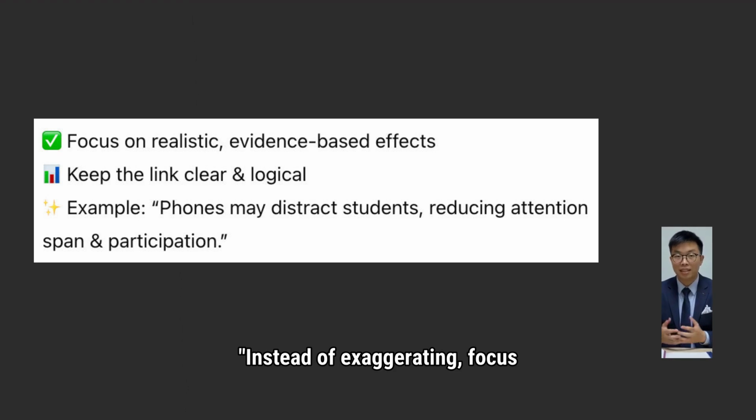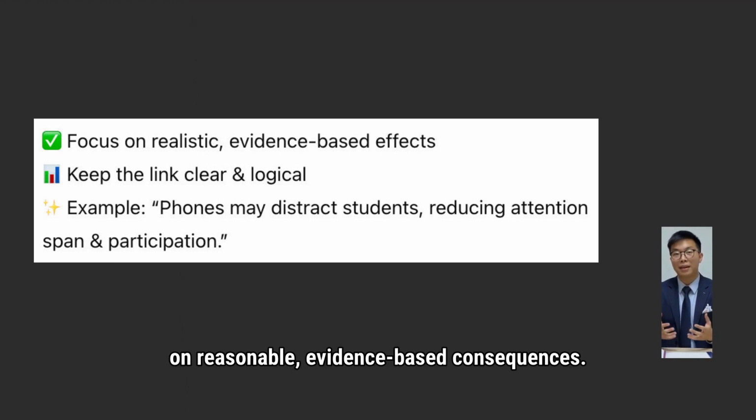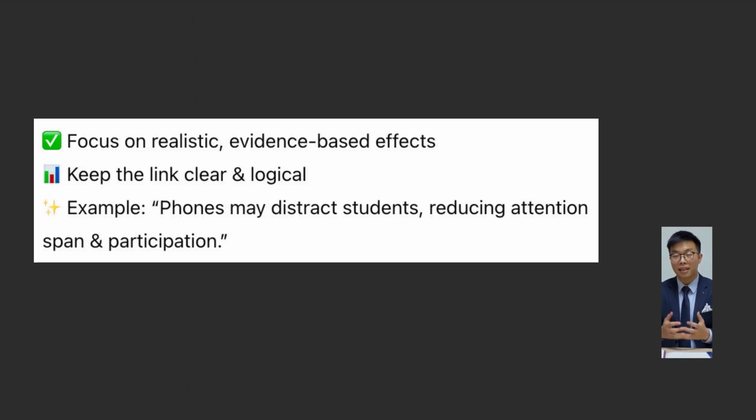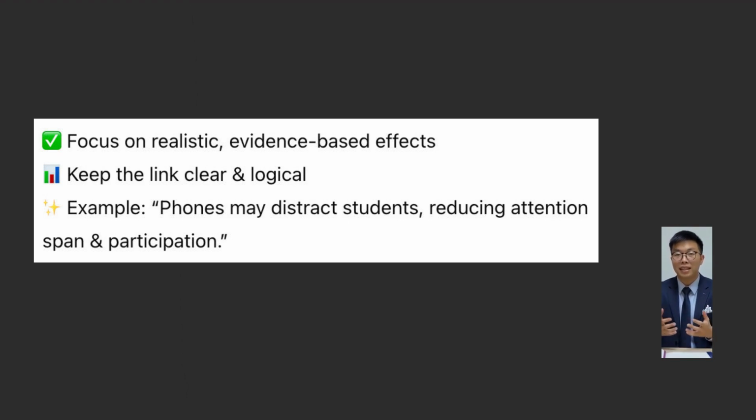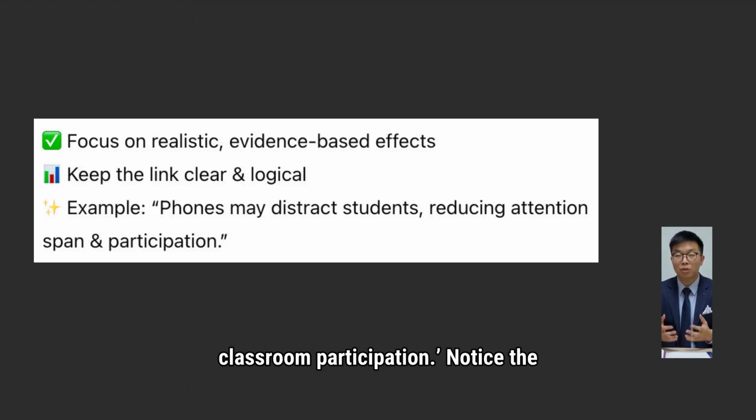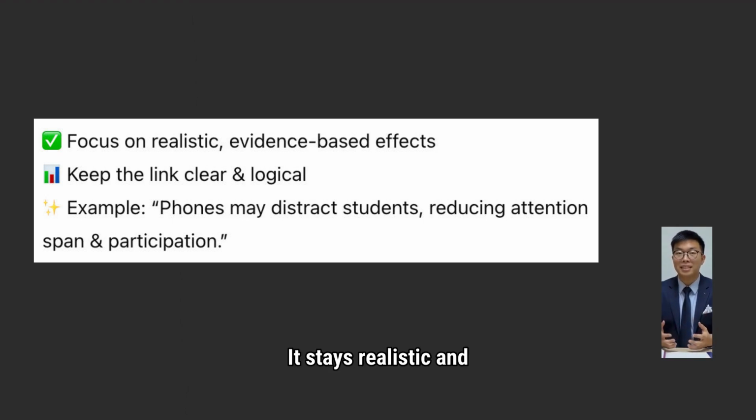Instead of exaggerating, focus on reasonable, evidence-based consequences. If you're writing about phone use in class, a stronger elaboration would be, "Allowing students to use phones may distract them from learning, especially if they focus on social media during lessons. This could reduce their attention span and affect classroom participation." Notice the difference? It stays realistic and directly connected to the cause, without jumping to extreme predictions.